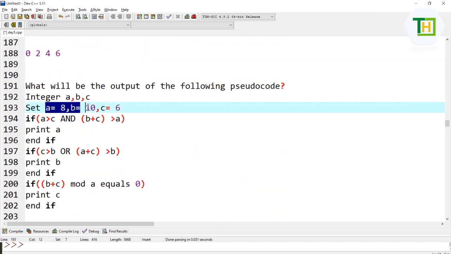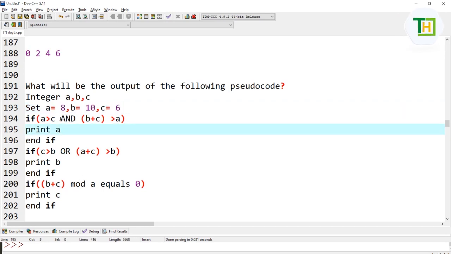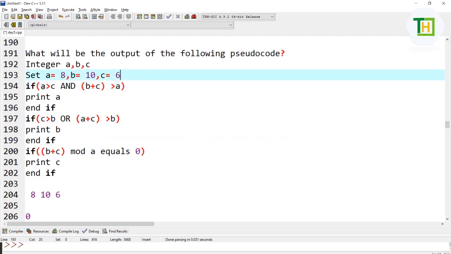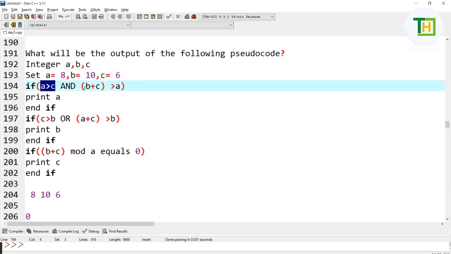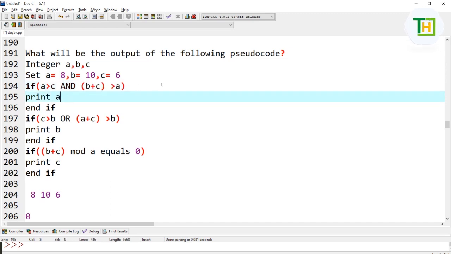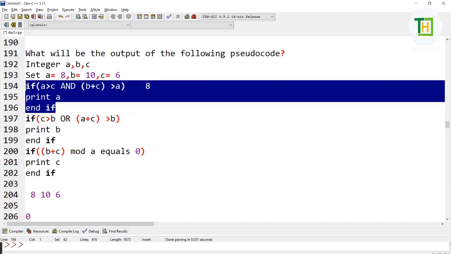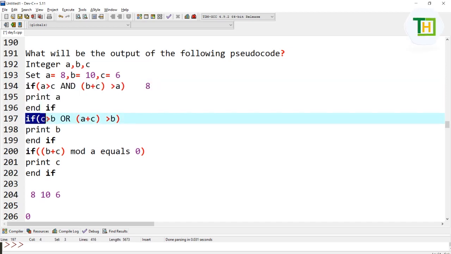Now A is equal to 8, B is equal to 10, C is equal to 6. And means that is logical AND operation. Okay. Is A greater than C? Yes, this is true. Now B plus C is going to be 16. 16 is greater than 8. Yes, this is true and this statement is also true. Both are true. Then it is going to print 8 here. This statement is finished and moving into this one.